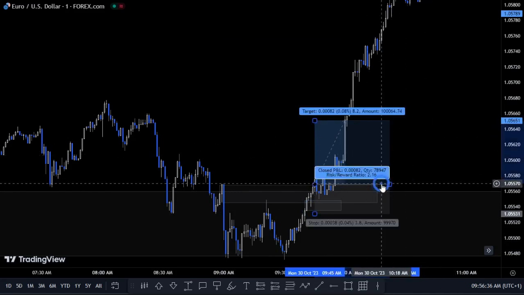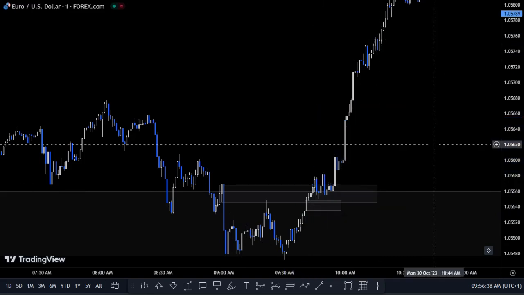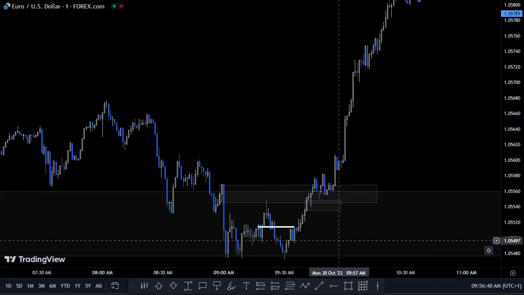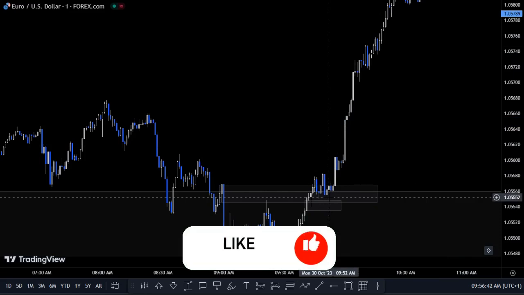So that's basically a very nice example, although I would have loved it if it pushed down. Now, is there a reason why price did not push down?